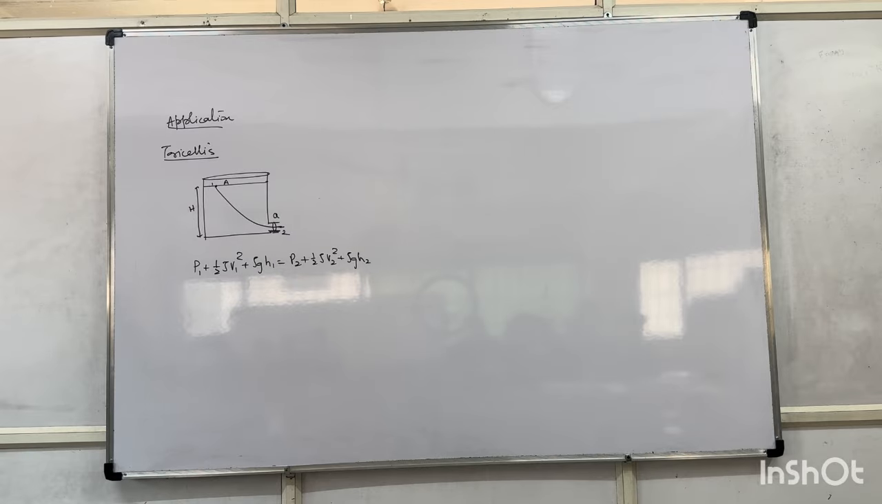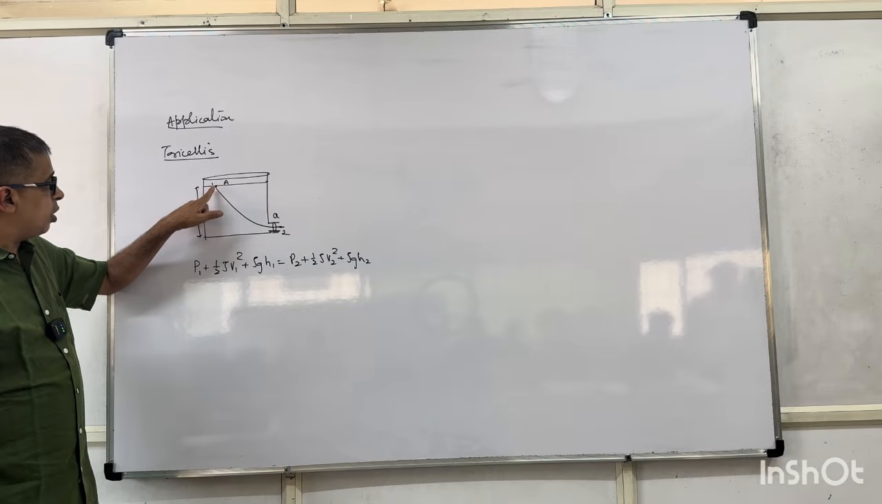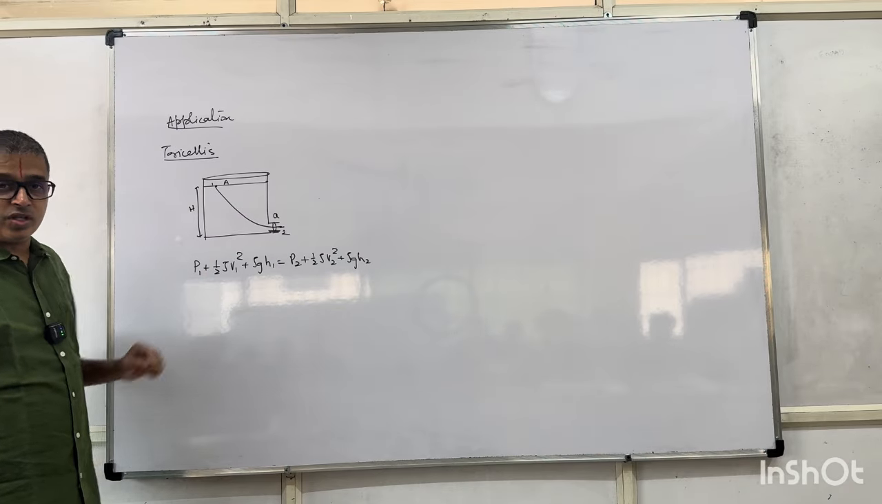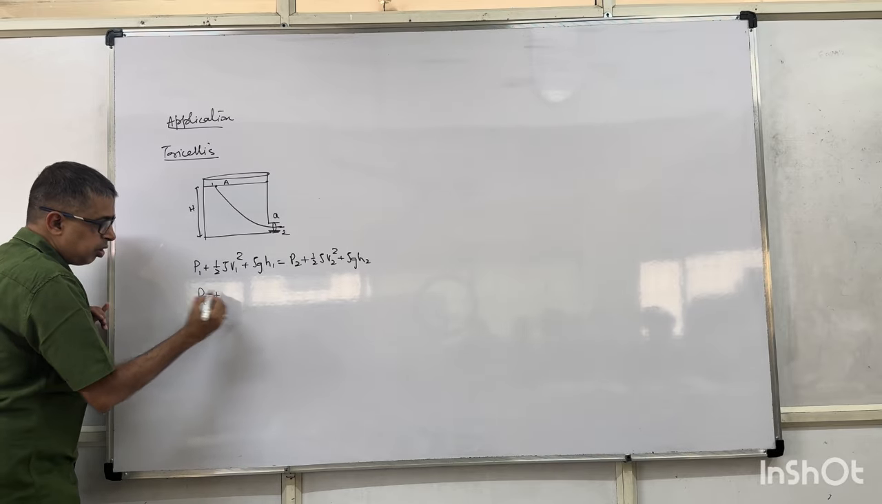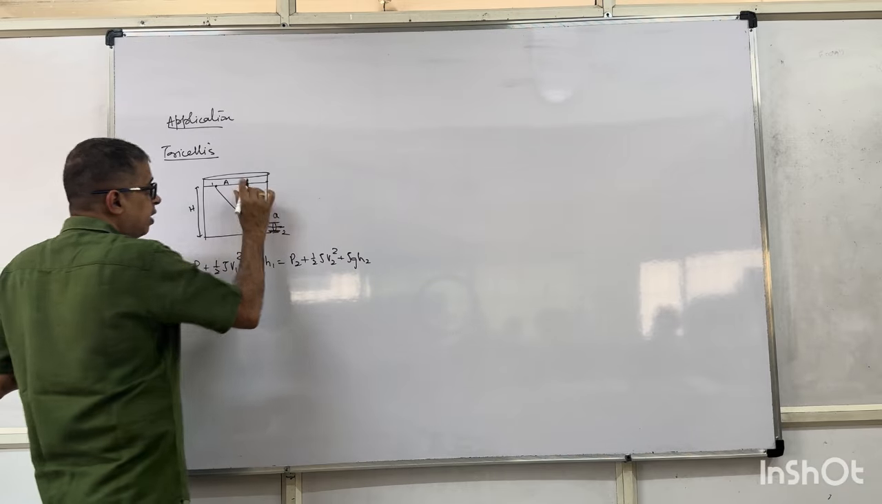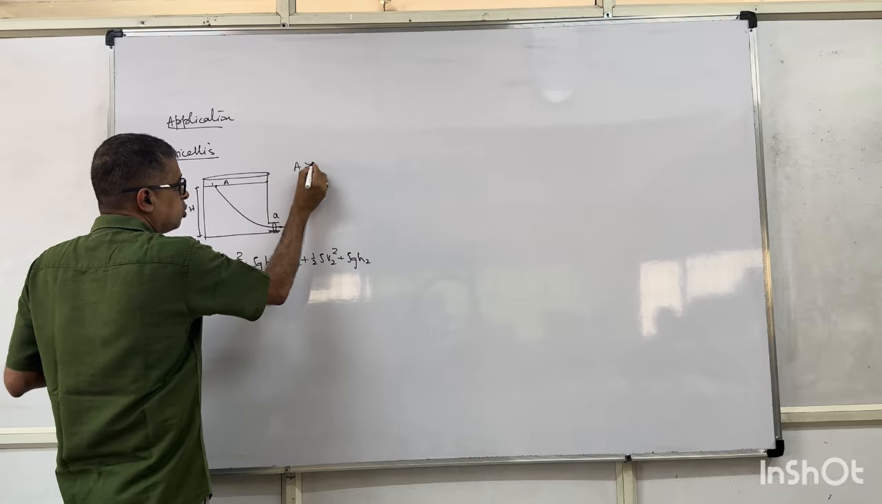Now, listen, this application is important. You are applying Bernoulli's equation to 2 points on the same streamline. Now, this is open to air, so P1 will be atmospheric pressure. Here, in this derivation, you are given A is much greater than small a.